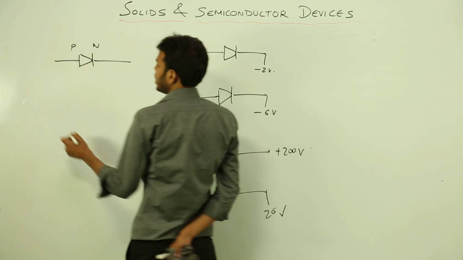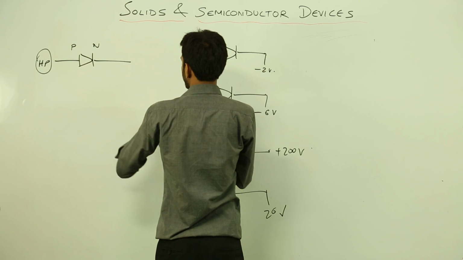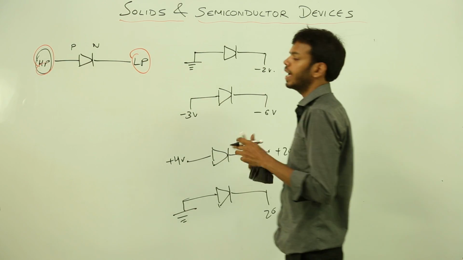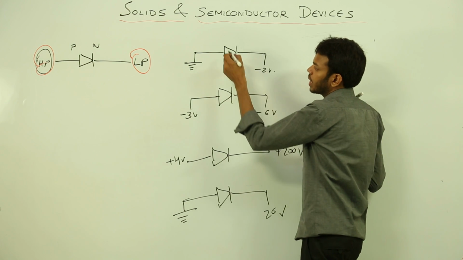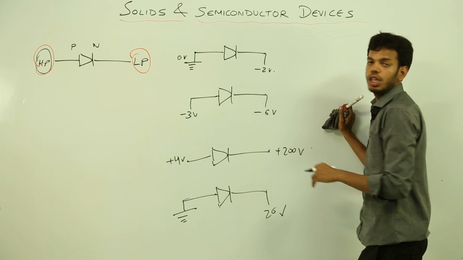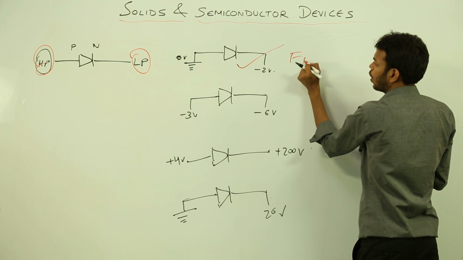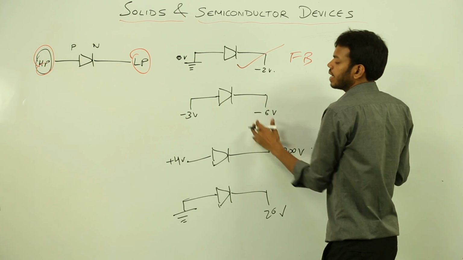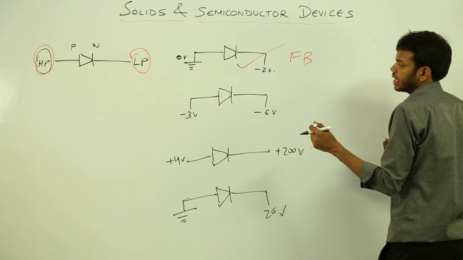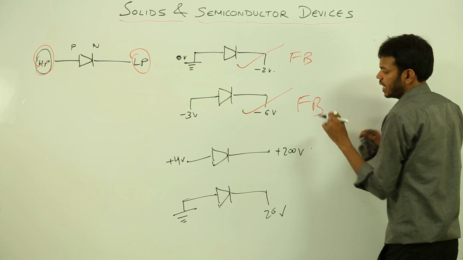I told you forward biasing means positive has to be at higher potential and negative has to be at lower potential. Alright, these are the two main points, higher and lower potential. So compare, this positive part, P part is connected to 0 volt and this is minus 2 volt. So actually it is at a higher potential, that means this is a forward bias state. Again, this P part is connected to minus 3, N part is connected to minus 6. So this side again is at a higher potential than minus 6. So this again is a forward bias state.